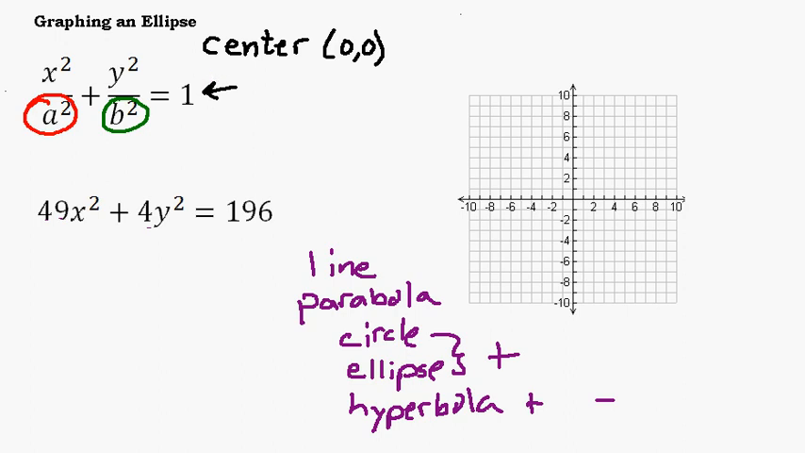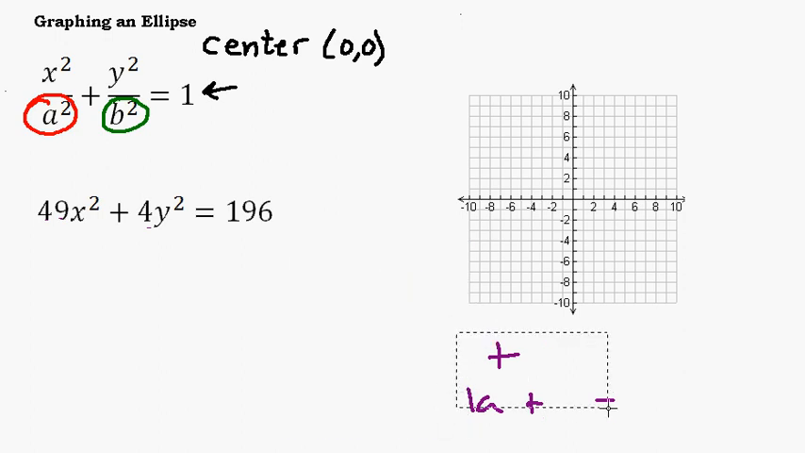Okay, let's get back to our ellipse here and think about how we can put it in the proper form. So we need it to be equal to 1. I need this to not be here, this 196.